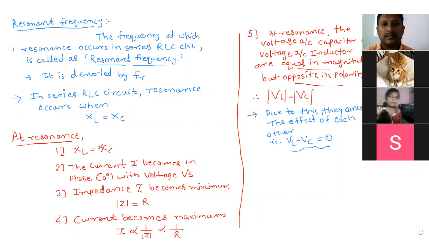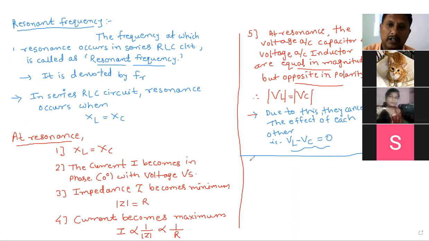What is happening? XL becomes equal to XC. The current I becomes in phase with the applied voltage Vs. Impedance Z becomes minimum, that is, the magnitude of Z becomes only R. Current becomes maximum, because current is inversely proportional to Z. Next, at resonance, the voltage across capacitor and inductor become equal in magnitude but opposite in polarity, so they cancel the effect of each other. That's why VL minus VC becomes equal to 0. This is the concept of what is happening at resonance.